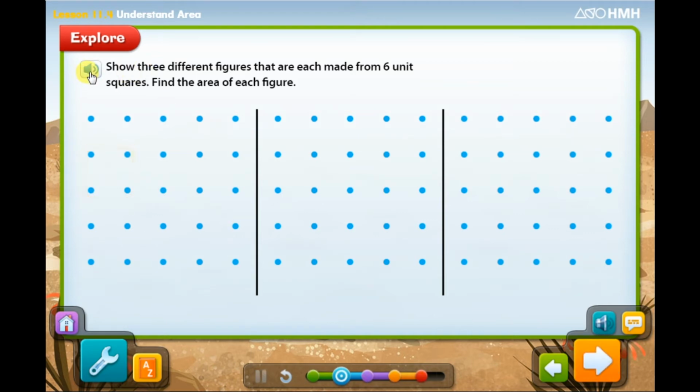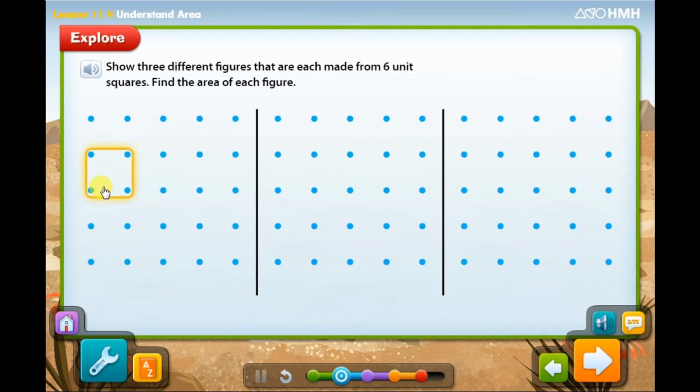So let's see what he will say. Show 3 different figures that are each made from 6 unit squares. Find the area of each figure. So we can make 3 different shapes with the same area, and let's check and see.